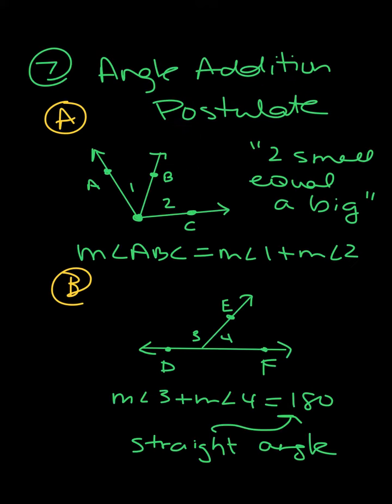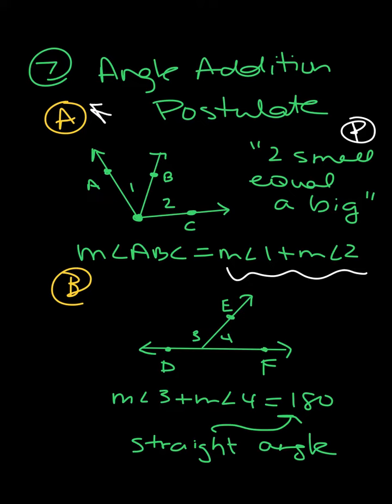In number 7, we're going to look at the two different pieces of angle addition postulate. I always say in class when I teach this, I wish these had two different names. Although they are very similar, they are also very different, especially because this always comes up very early in a geometry course. The first part, part A, is I can say that the measure of angle ABC is equal to the measure of angle 1 plus the measure of angle 2. I like to say two small equal a big. So I have two small angles, which are 1 and 2. When I add them together, they equal the bigger angle, ABC.